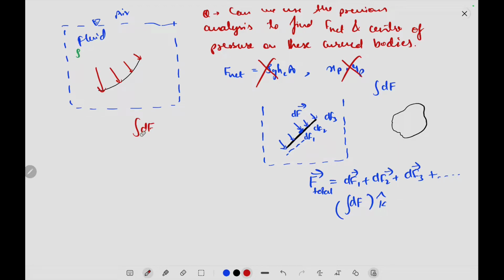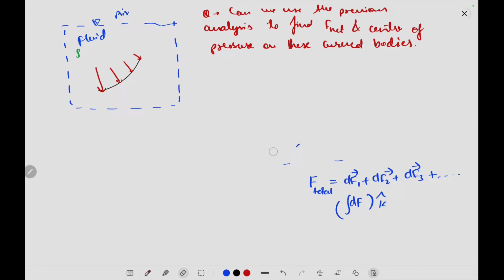Okay, correct? So that's why we cannot use this formula for F net and this formula for xp, yp to calculate the force value and the center of pressure. So what will we do for such cases? Let's understand that.